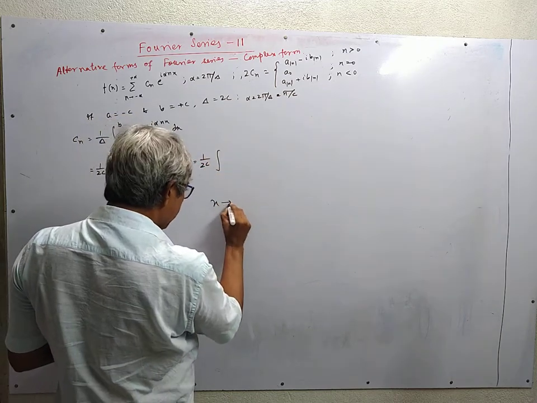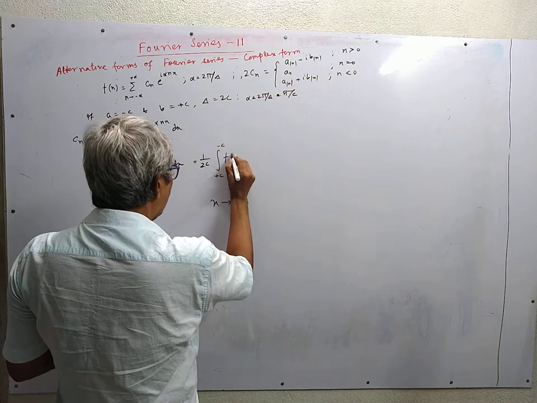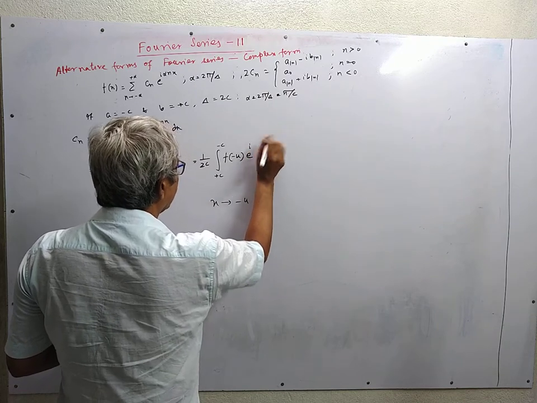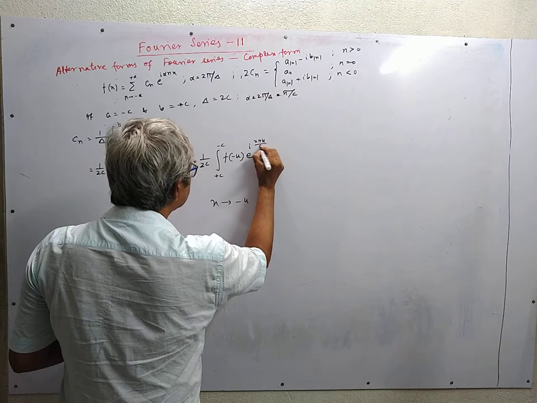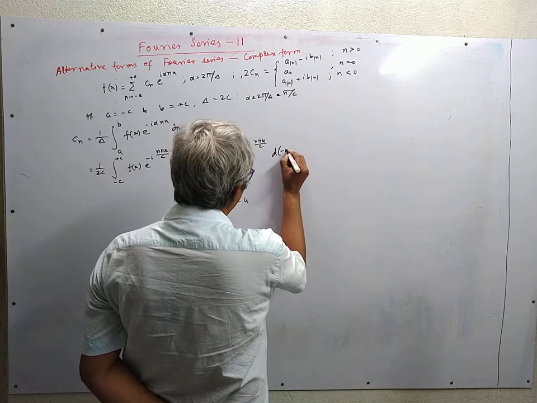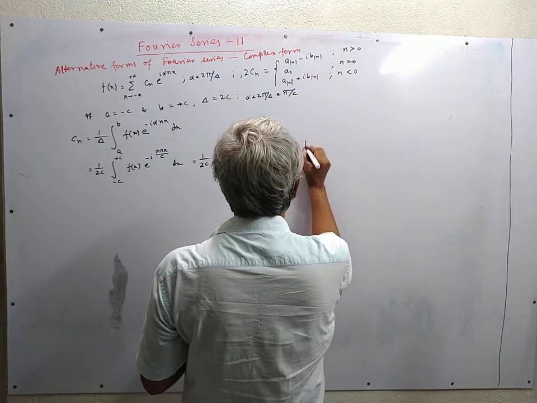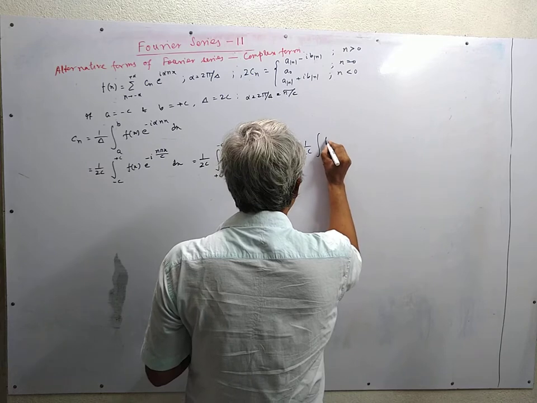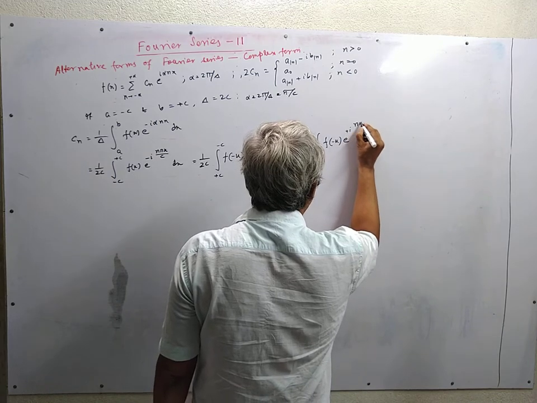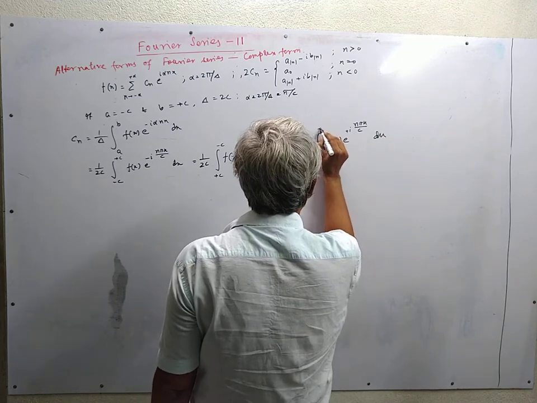We replace x by minus u. So this becomes plus c, this is minus c, f of minus u e to the power i 2n pi u by c, because x is replaced by minus u, so the sign is plus, then d of minus u. So here a minus sign will come, and we will adjust it again as 1 upon 2c f of minus u e to the power plus i n pi u by c du from minus c to plus c.